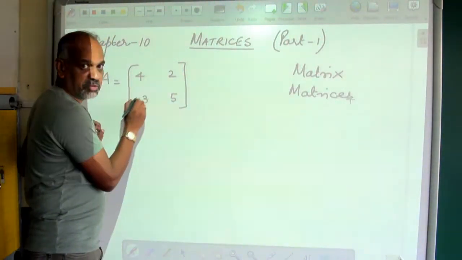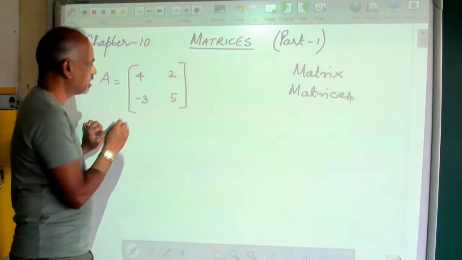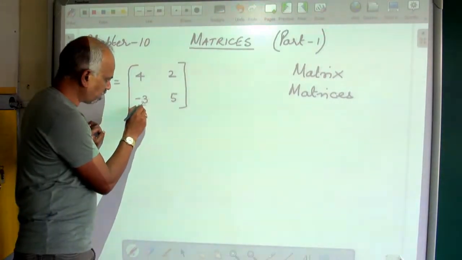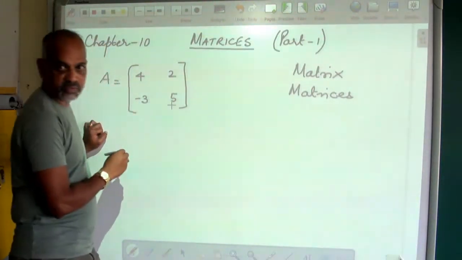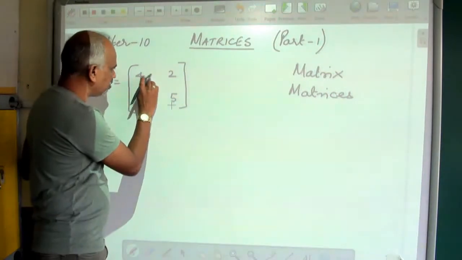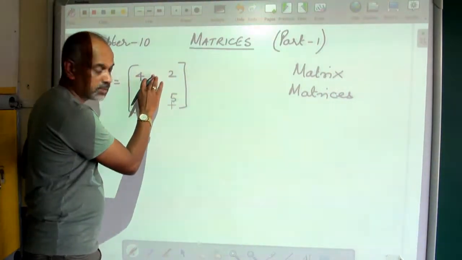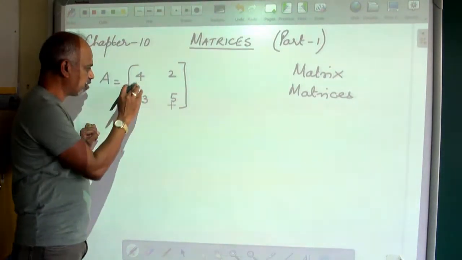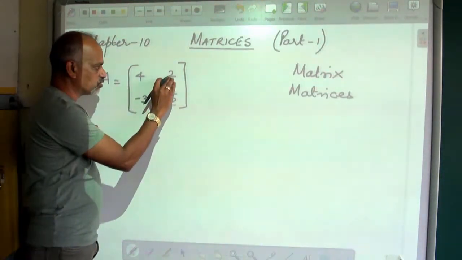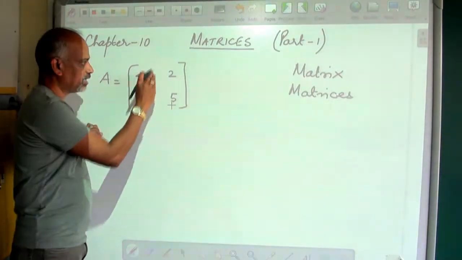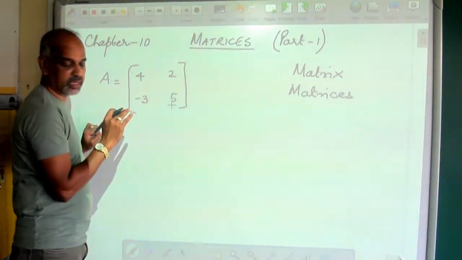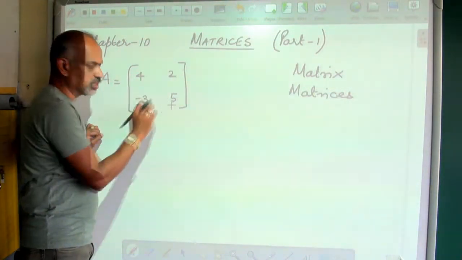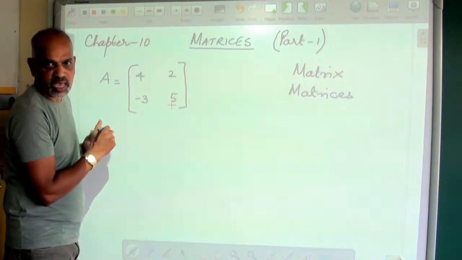Now, there are four elements which I have written inside this matrix. The first element is 4, second element is 2, third element is -3, and the fourth element is 5. There is no sign in between 4 and 2. There is no sign in between -3 and 5. There is no sign in between 4 and -3, and there is no sign in between 2 and 5. There are only gaps. So, 4 elements are there. These 4 elements, which are numbers, are arranged in rows and columns.